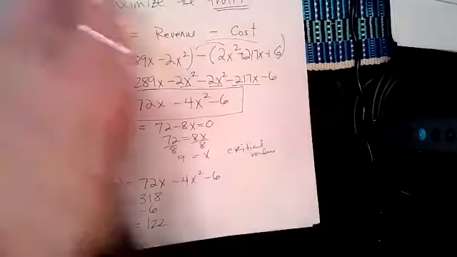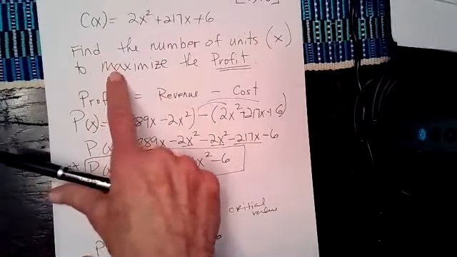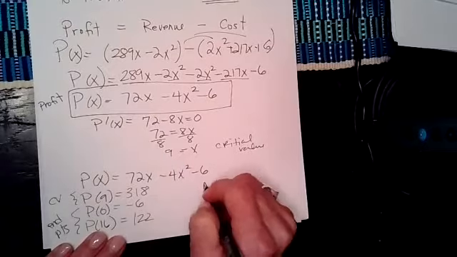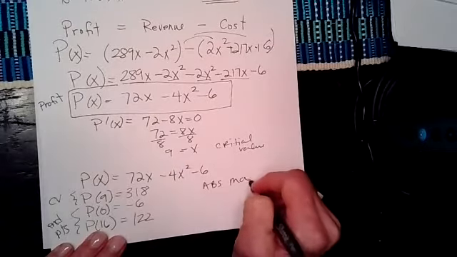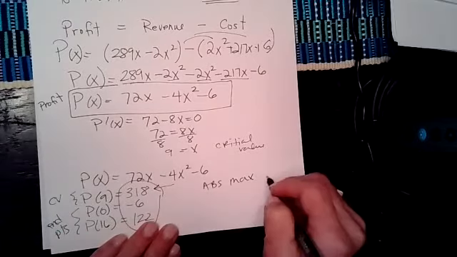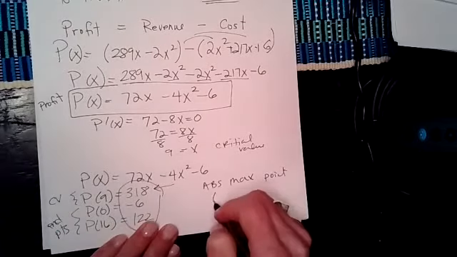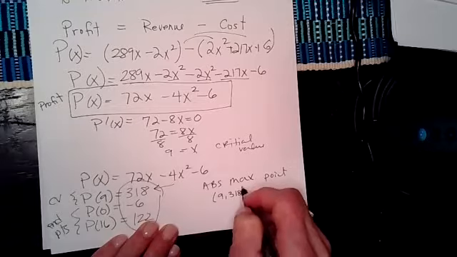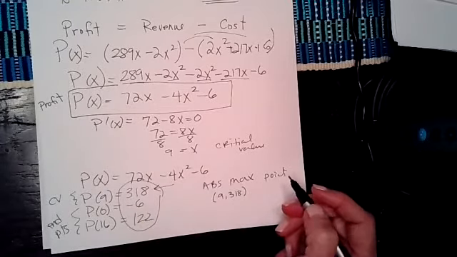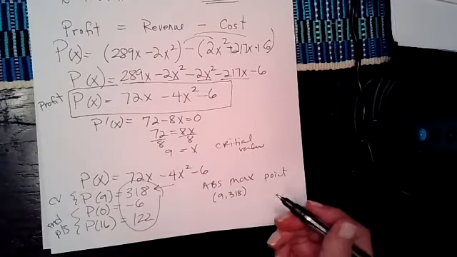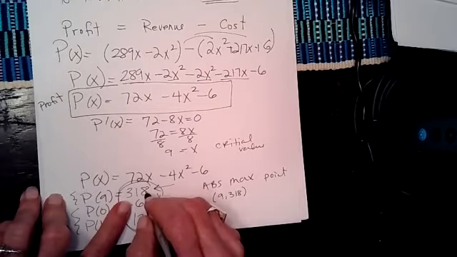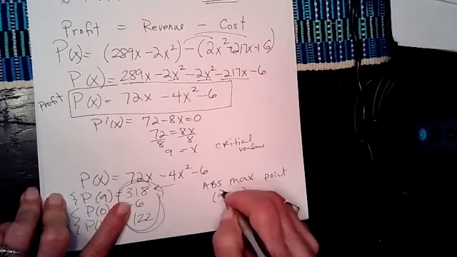Now remember, they're trying to maximize the profit. So they're looking for the absolute max. So we look at these numbers. The largest number is 318. So the absolute maximum point is (9, 318). But they want to know what? Find the number of units that are produced to maximize the profit. So the number of units, which gives our maximum profit, is 318 when X is equal to 9.